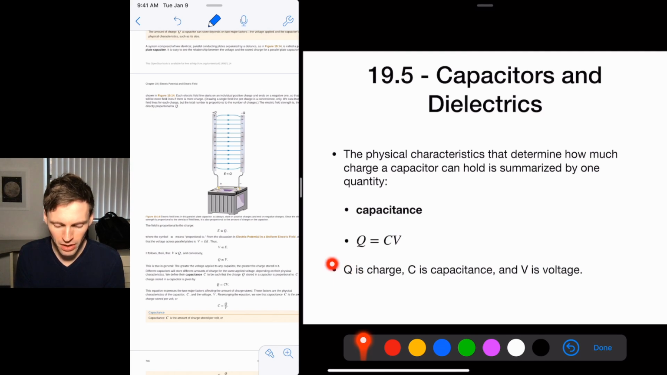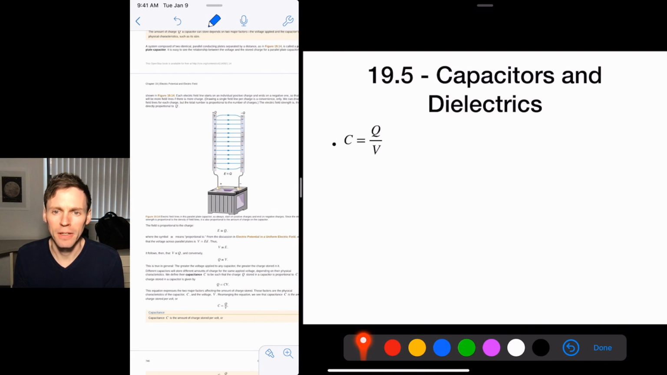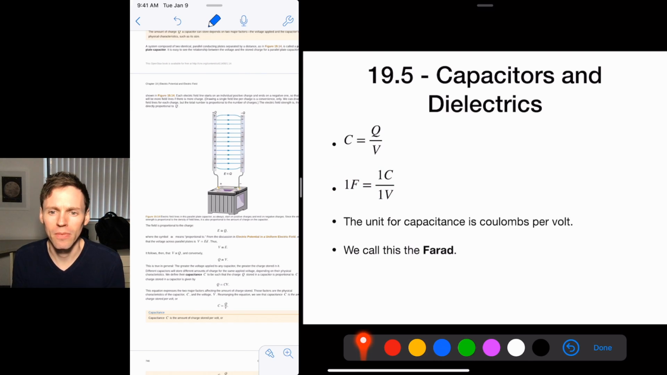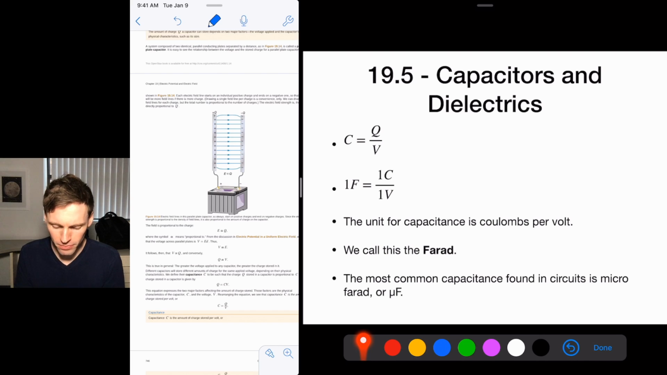In this equation, which is one you need to know, Q is charge, C is capacitance, and V is voltage. C equals Q over V. What is charge measured in? Coulombs. What is voltage measured in? Volts. The unit coulomb per volt, the measurement of capacitance, is the farad. The farad is a new unit that you're going to have to get comfortable with, but it's just coulombs per volt. It's named after Michael Faraday, and it's the unit we use to describe capacitance.